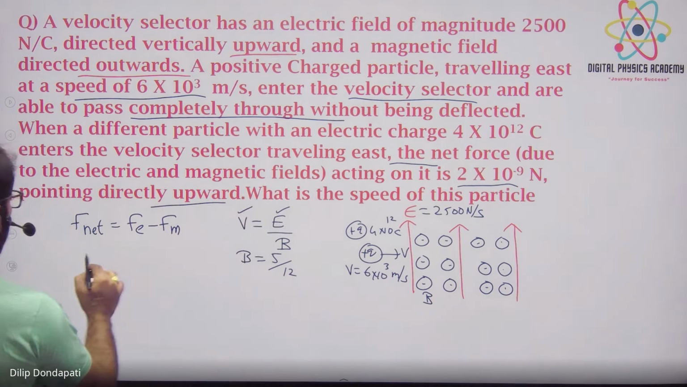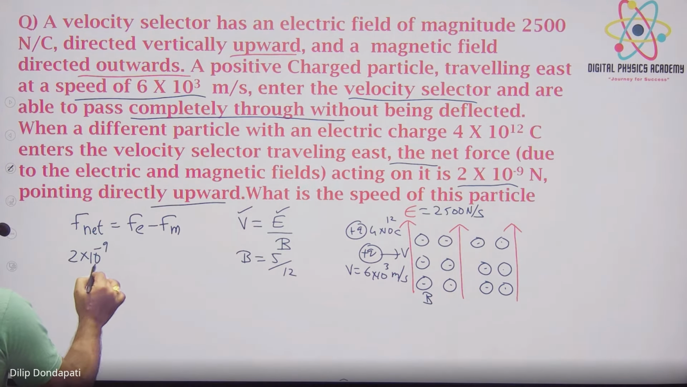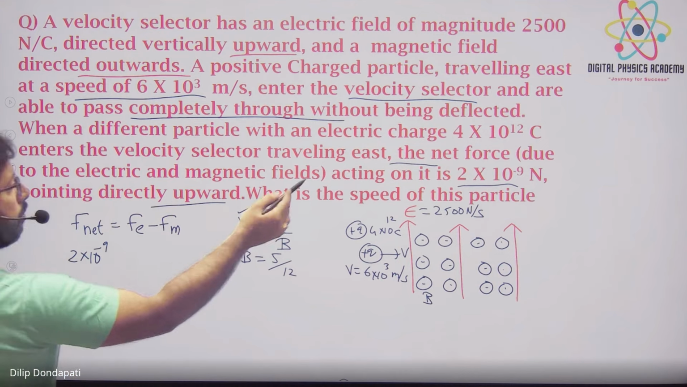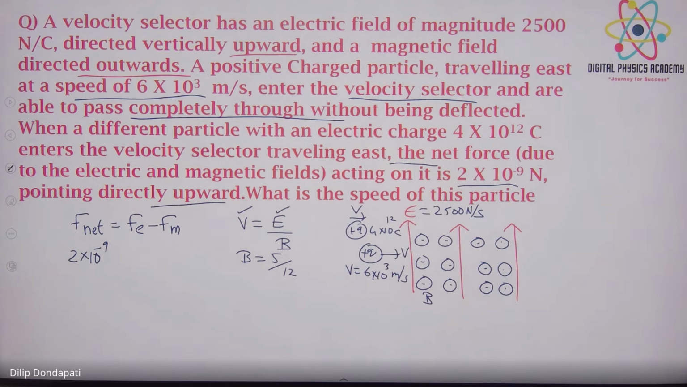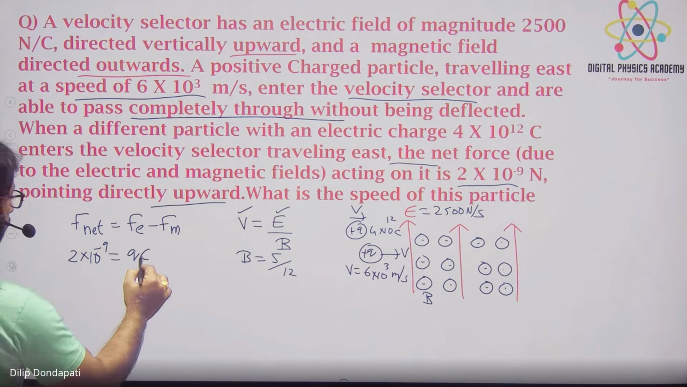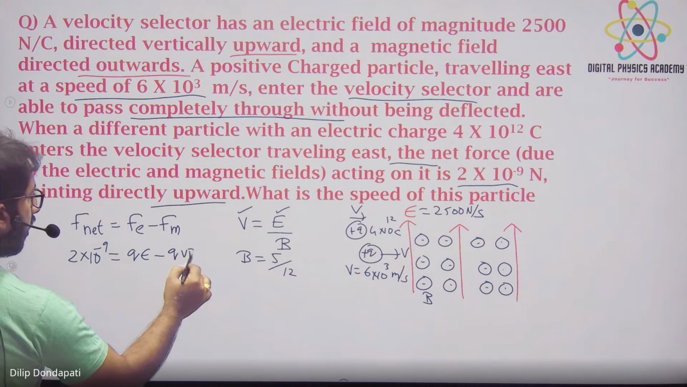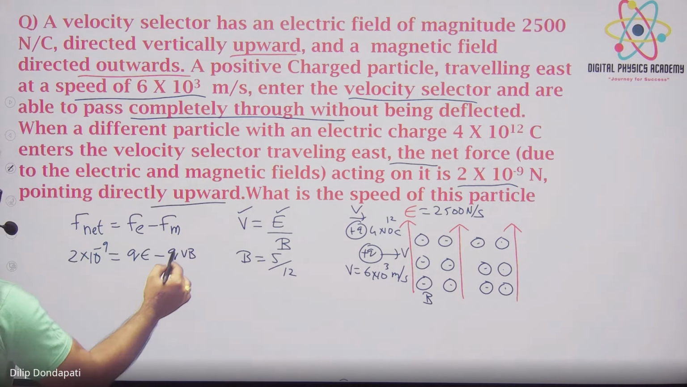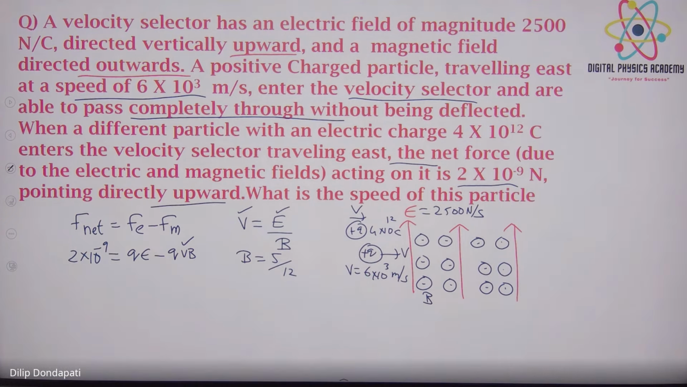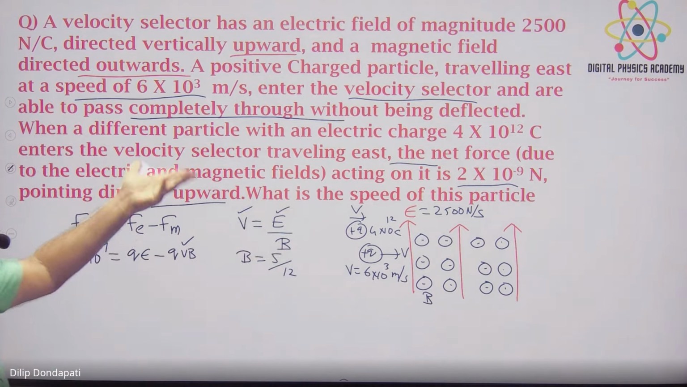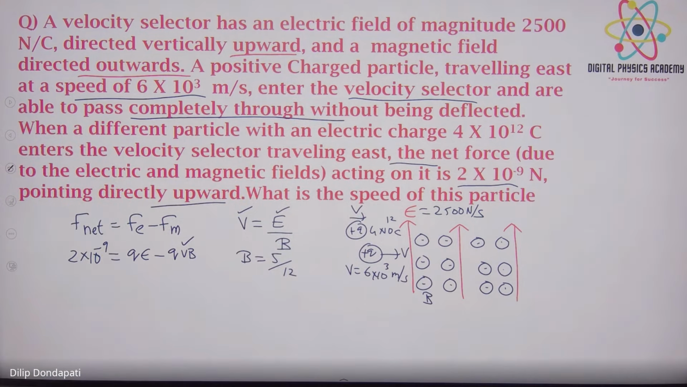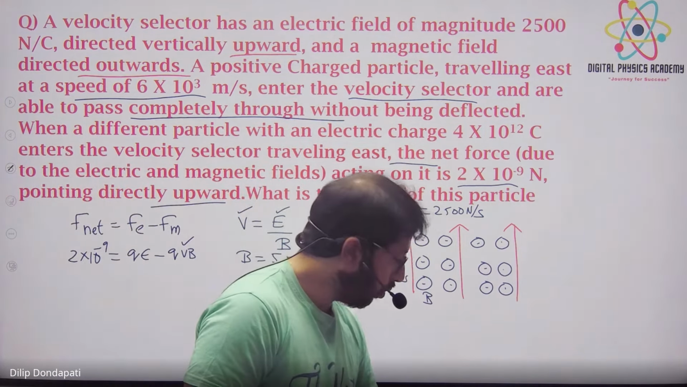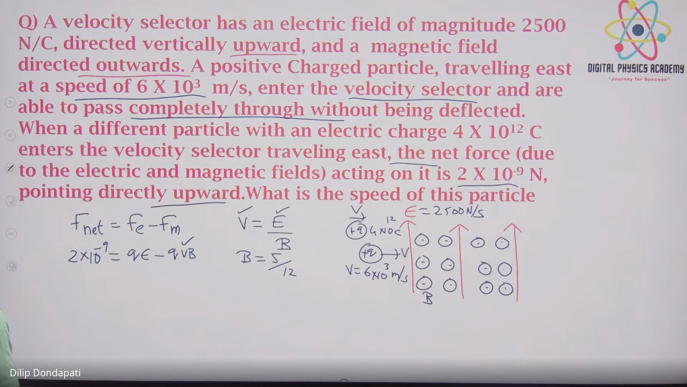Now net force is given as 2 × 10^-9 newtons, directly upwards. What is the speed of the particle? We need the speed. Now calculate. Fe is nothing but QE, minus QvB sin 90. Now we need v, find v. The magnetic field came from the first condition. Now the particle with the other speed will definitely deflect. He only told that it is going upward. That's why the net force is Fe minus Fm. Now take Q common and solve to find v.